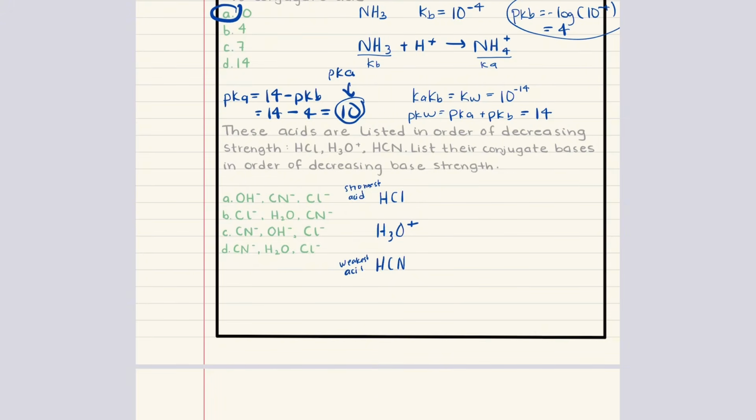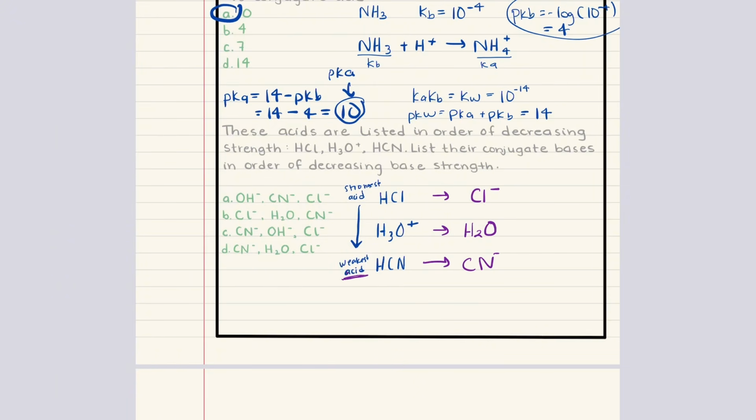So first we're going to write out the conjugate bases. For hydrochloric acid, HCl, its conjugate base is the chloride ion. For hydronium, its conjugate base is water. For hydrogen cyanide, its conjugate base is the cyanide ion. Now we're going to rank base strength from strongest to weakest.